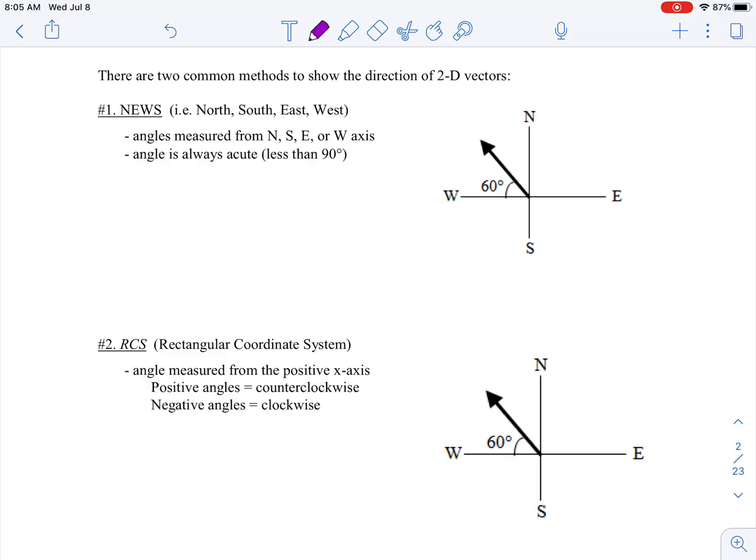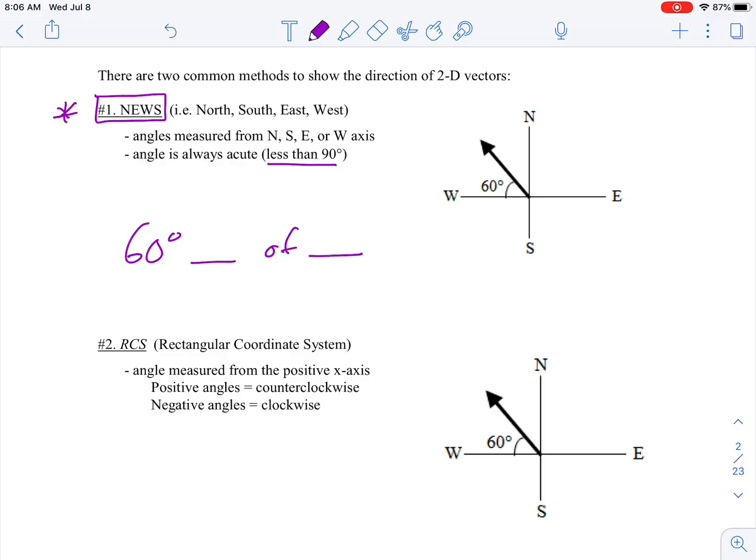It turns out there's a couple ways that we can actually do that. The first one, and this is going to be the most important one, it's called the NEWS approach, if you wish, or the north, south, east, west approach. So I want you guys to take a look at the vector on the right hand side with the 60-degree angle with the north, south, east, west. And let's say that we want to actually identify what the angle happens to be. Well, it starts out easy. It will be 60 degrees, that's for sure. That angle always has to be less than 90 degrees when you're dealing with the north, south, east, west approach.